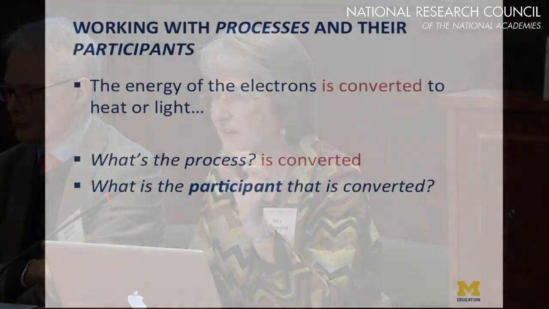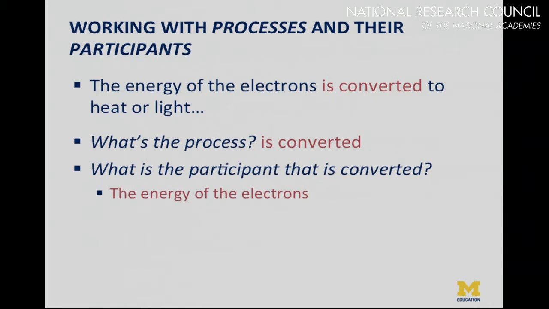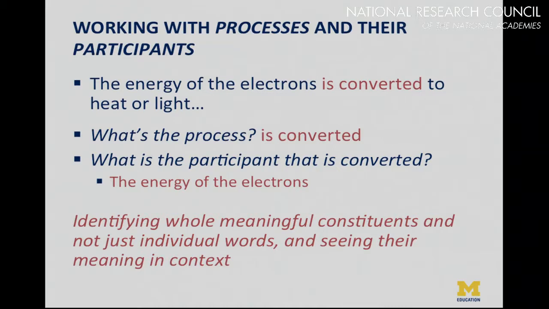So in this sentence, we can ask, what's the process here? And we see that the process is "is converted," not just one word, but that phrase is the process of that sentence. And the participant that is converted is the energy of the electrons. Again, not just a single word. The electrons are not being converted. It's the energy of the electrons. So we focus students on reading in meaningful chunks and seeing how the processes and participants together make this meaning and context that helps them understand what's going on in the explanation.